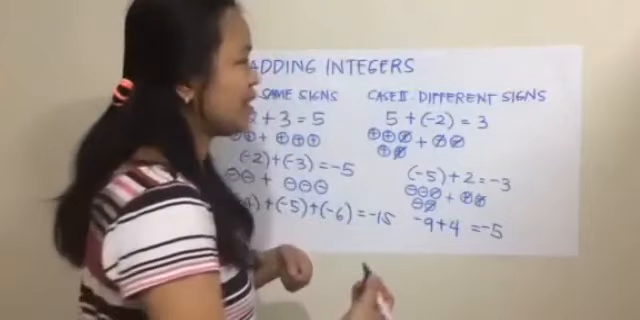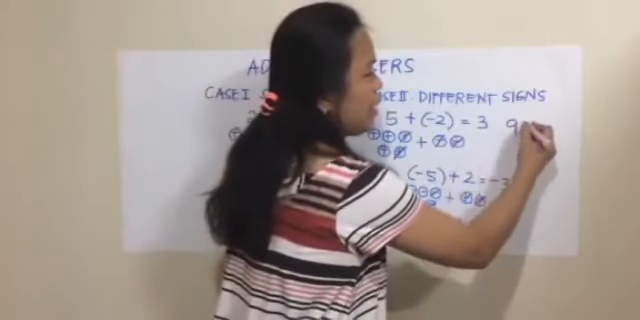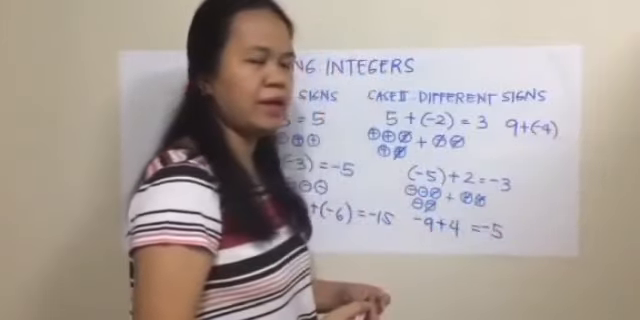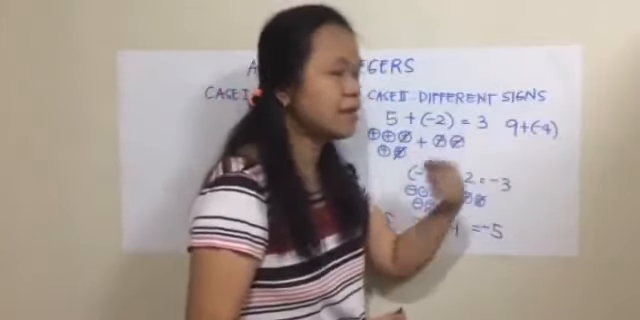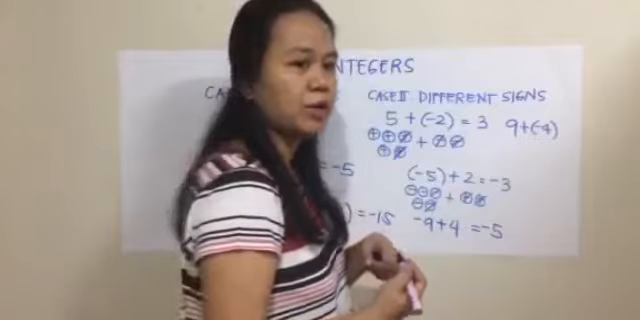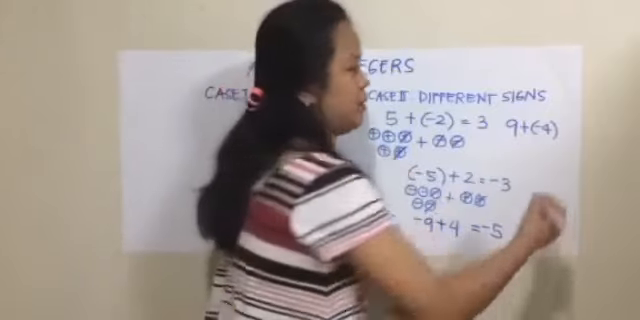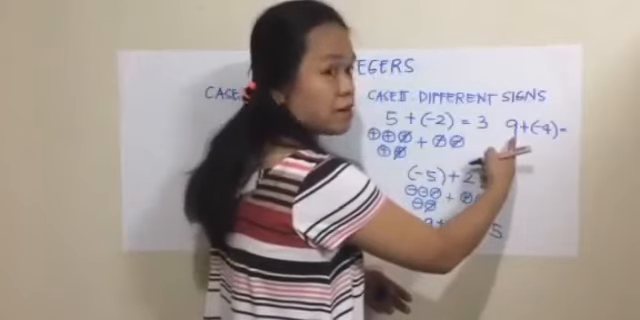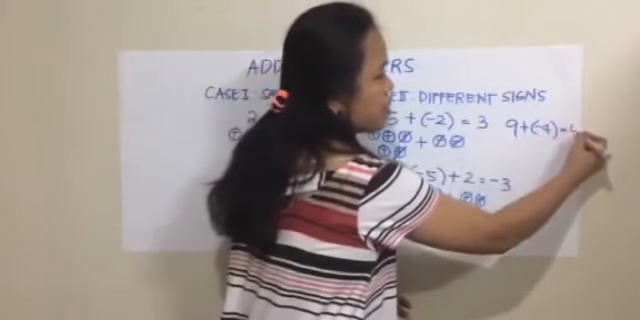Okay, what if you have 9 plus negative 4? Okay, so subtract the numbers. 9 minus 4, you will get 5. Okay, but what is the sign of the bigger number? The sign is positive, so your answer is positive 5.